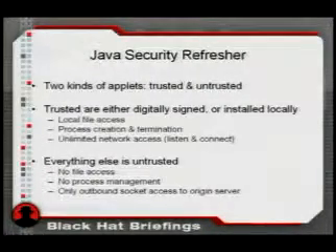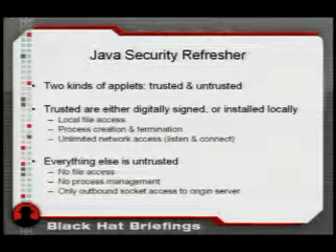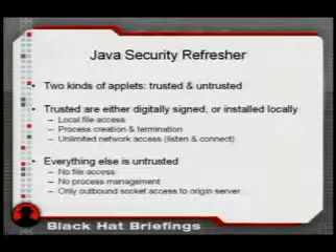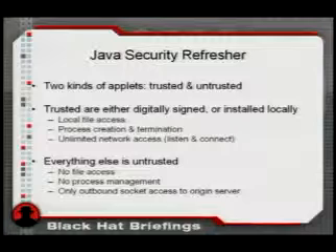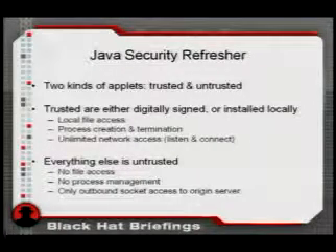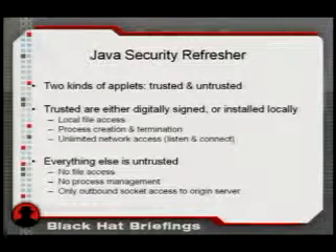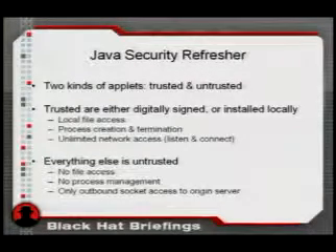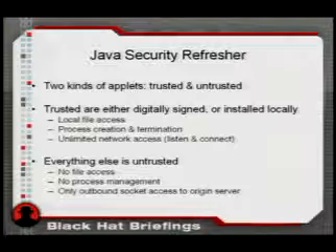To do a bit of a Java security refresher, there's two types of Java applets. There's trusted and untrusted. A trusted applet is either digitally signed, much like ActiveX controls are, or is installed locally. A trusted applet has pretty much the same level of permissions that a user does. It can interact with the file system: read, write, delete, create, whatever the user can do.